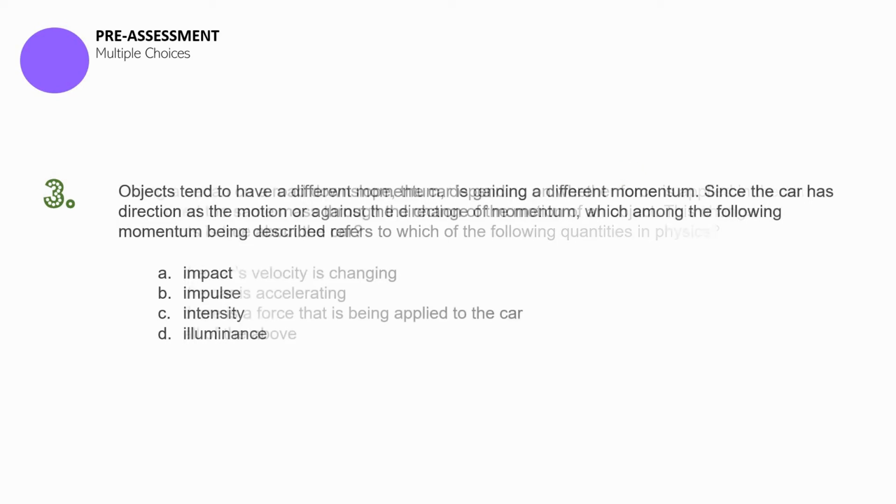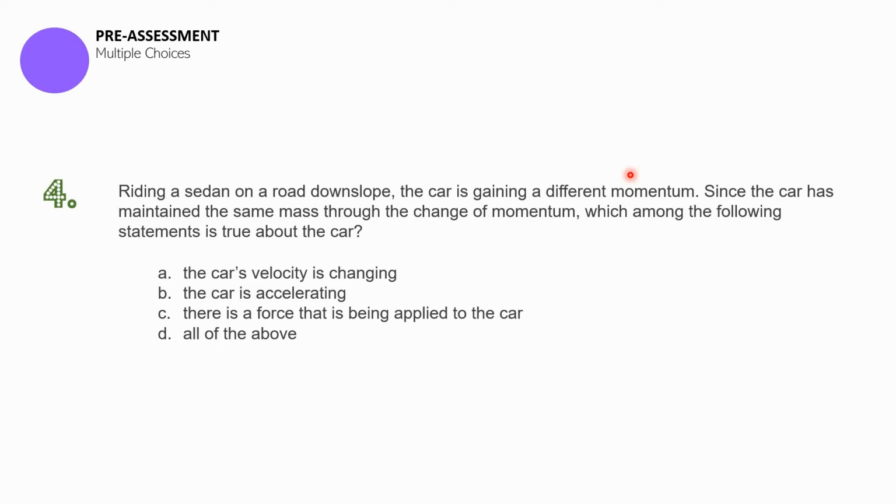Question number 4. Riding a sedan on a road downslope, the car is gaining a different momentum. Since the car has maintained the same mass through the change of momentum, which among the following statements is true about the car? Is it A. The car's velocity is changing. B. The car is accelerating. C. There is a force that is being applied to the car. Or is it D. All of the above?